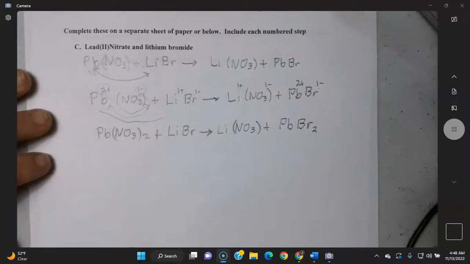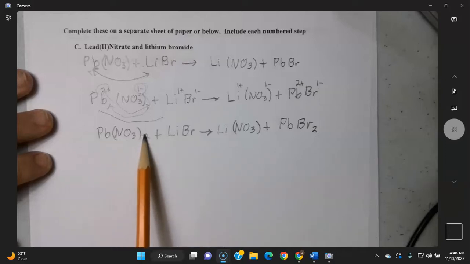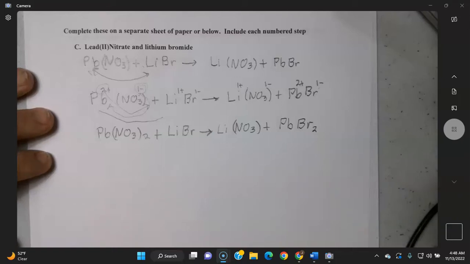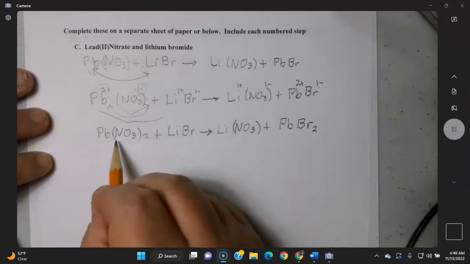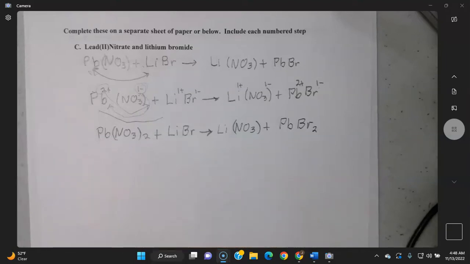Now we need to adjust the subscripts, which we did. We did that already, actually. That was step 4. You do need to do that, so that has to be a 2 there, and there has to be a 2 there. Okay, now the solubility. So we're going to do that in the same step here. So the Pb(NO3)2. Again, go to your solubility rules.